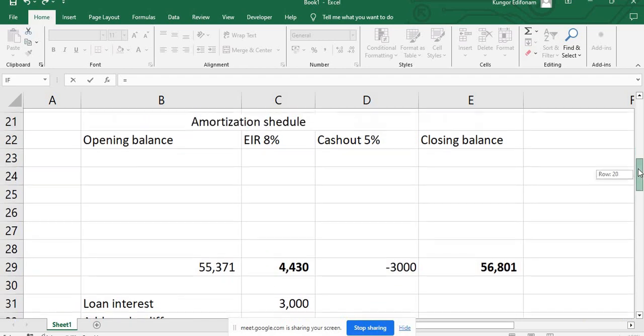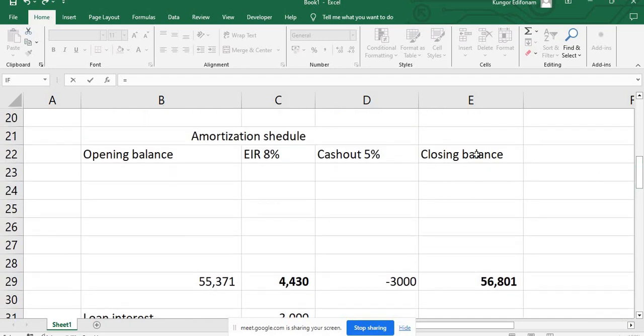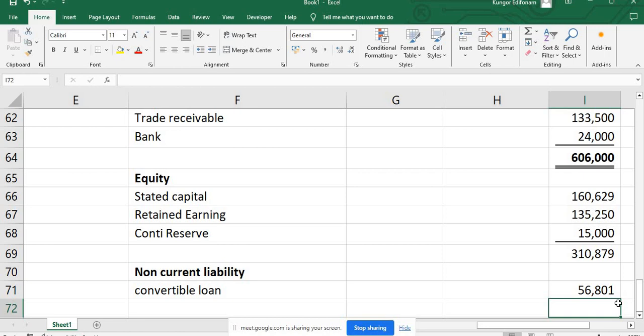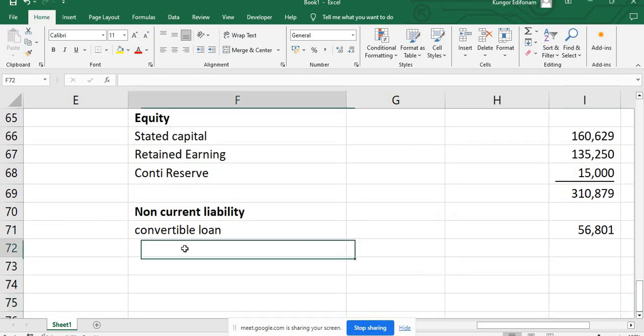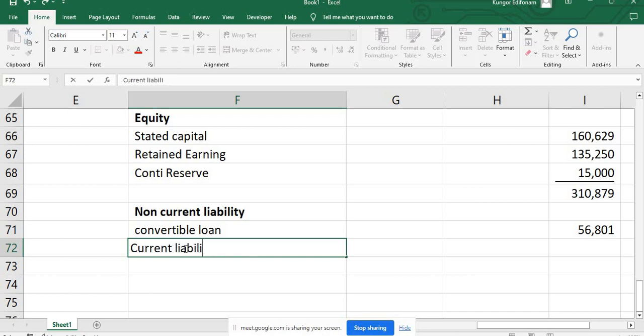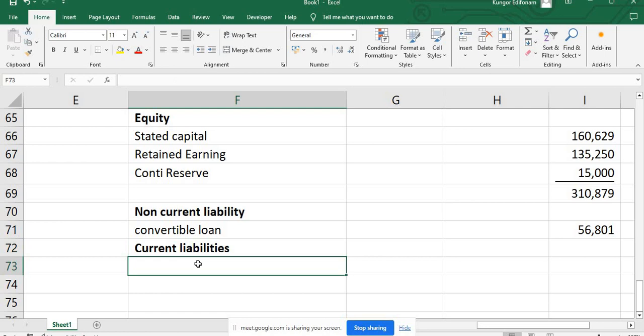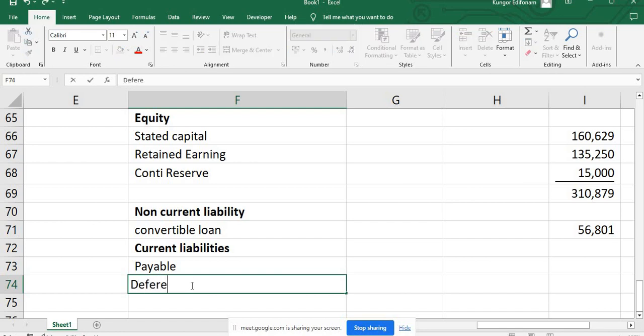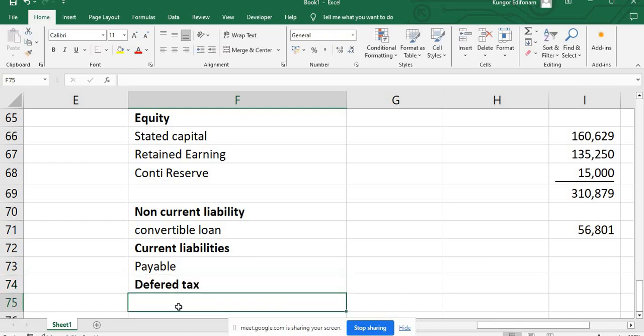I was using some of the sheet, that's why the closing. So this is the closing balance, 56,081. So that's it. Then the next thing will be our current liabilities. So we have our payable, then we have the deferred tax, then we have our current tax provision.